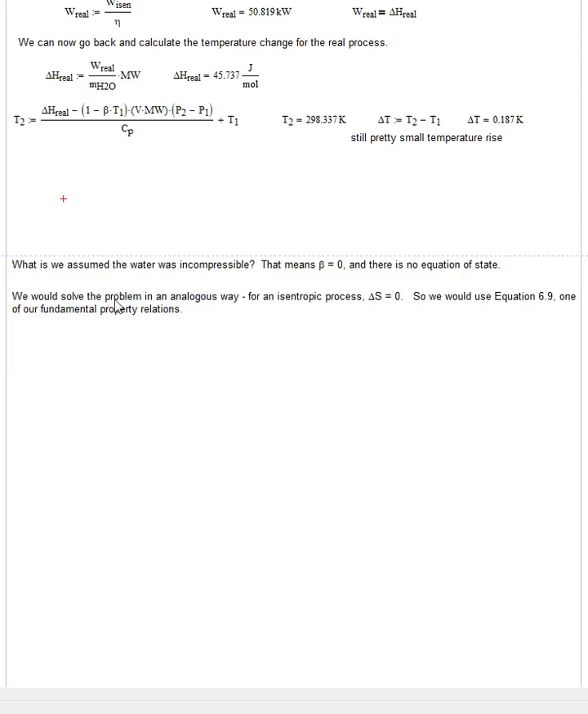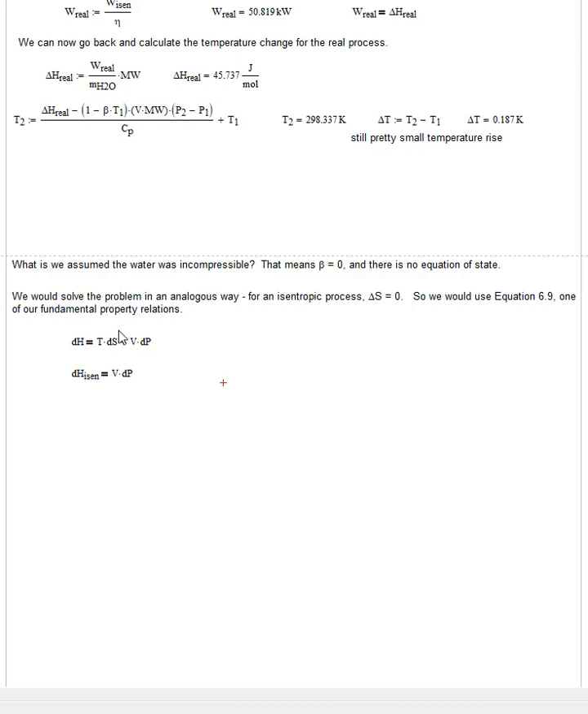Well, we could do the problem in a very similar way to what we did above. So we know that for an isentropic process, delta S is equal to 0, right? And so what we could do is we could go directly to one of the 4 fundamental property relations we had back in chapter 6. This would be equation 6.9. So remember, if delta S is equal to 0, we want to calculate delta H isentropic, and then work isentropic, and then work for the real process. So here's our fundamental property relation.